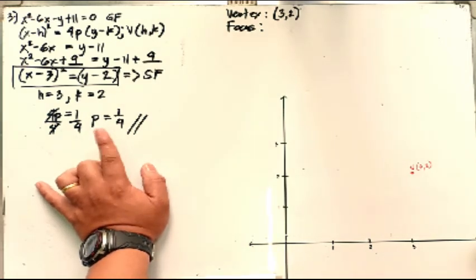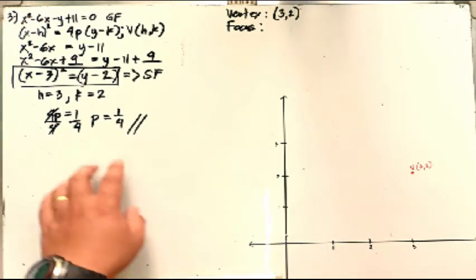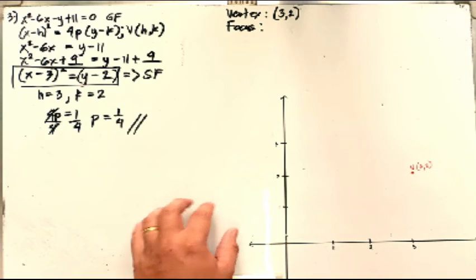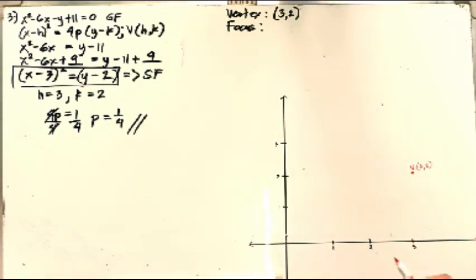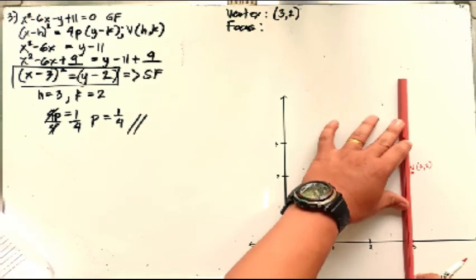Now, moving on. So, this p is the distance between your vertex and the focus. So, let's count 1/4 unit away from the vertex upward. Why upward? Because your axis of symmetry, the direction of the axis of symmetry, is in a vertical direction.